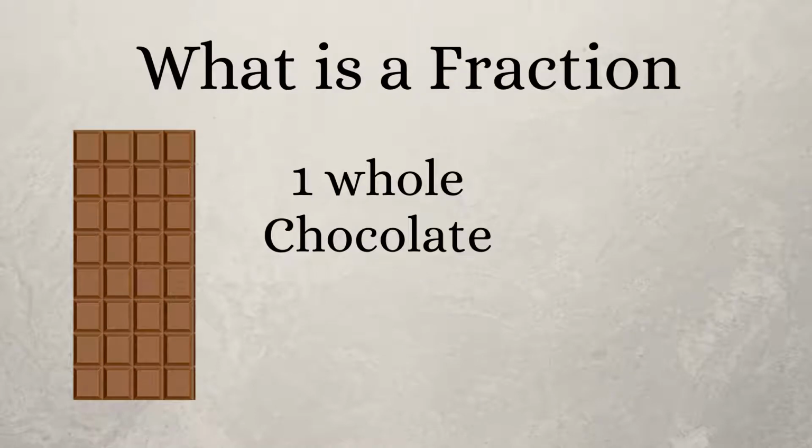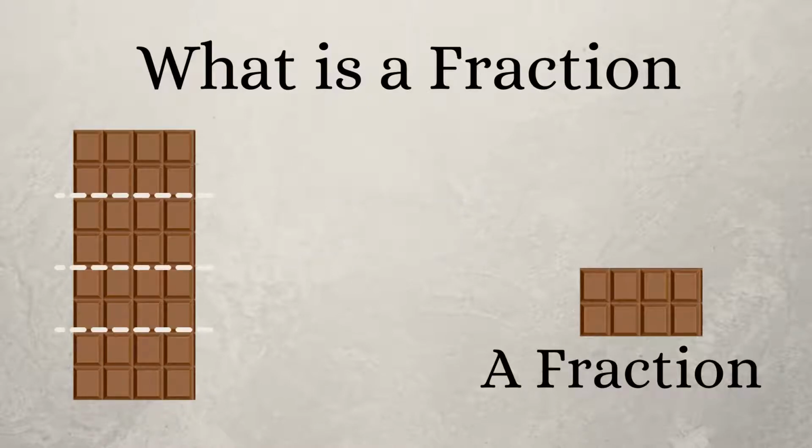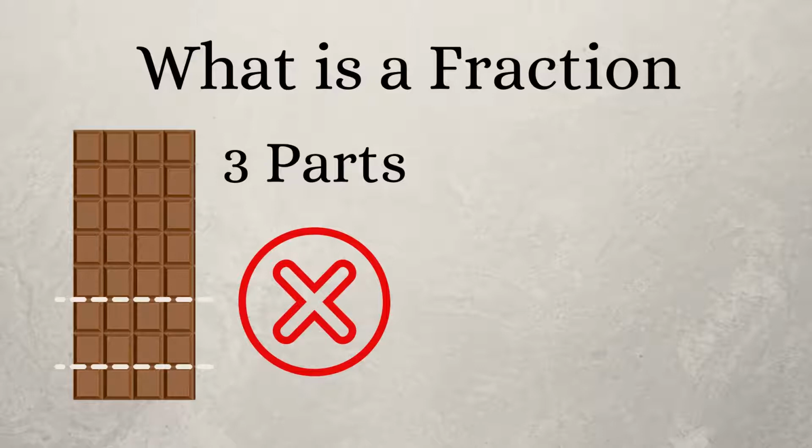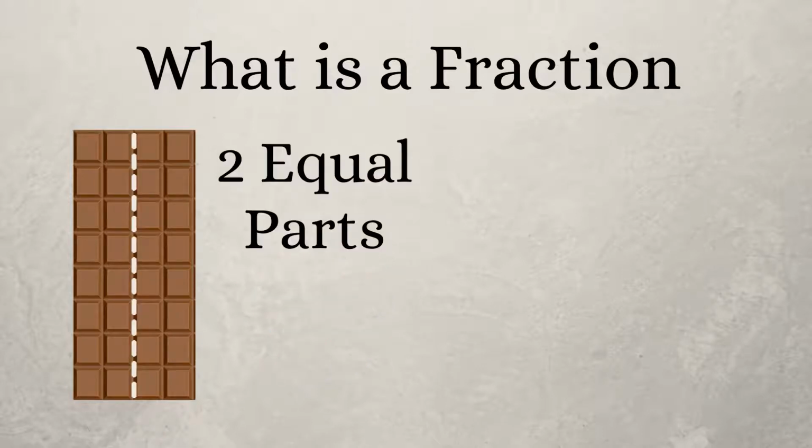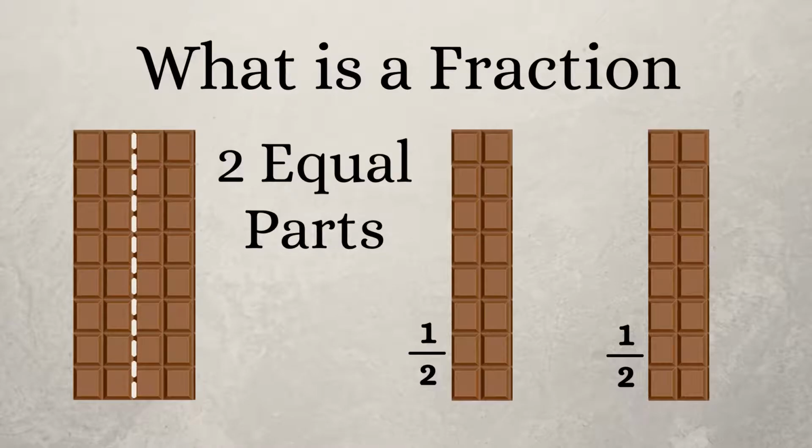In mathematics, to represent a part as a fraction, it's very important that we divide the whole in equal parts and not this way. So let's assume we cut the chocolate into two equal parts. So what we get here is 1/2 of the whole.